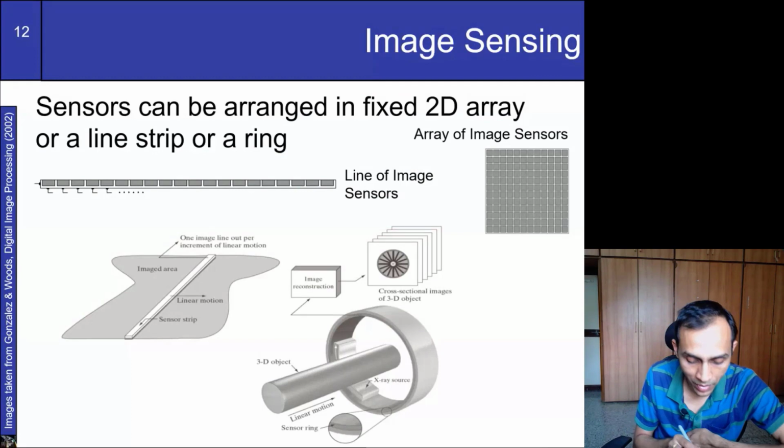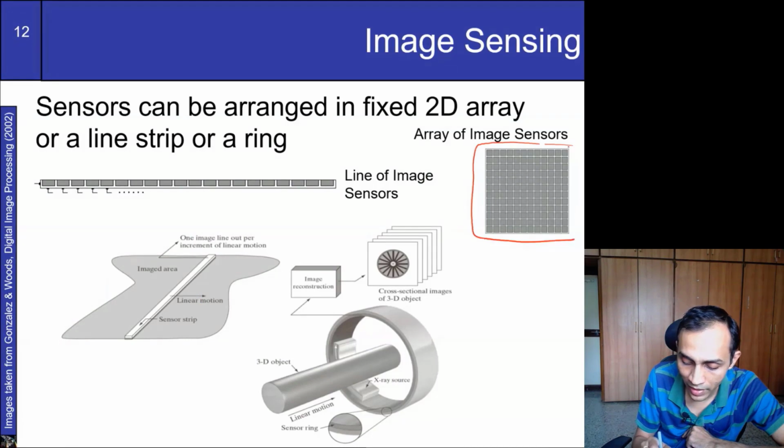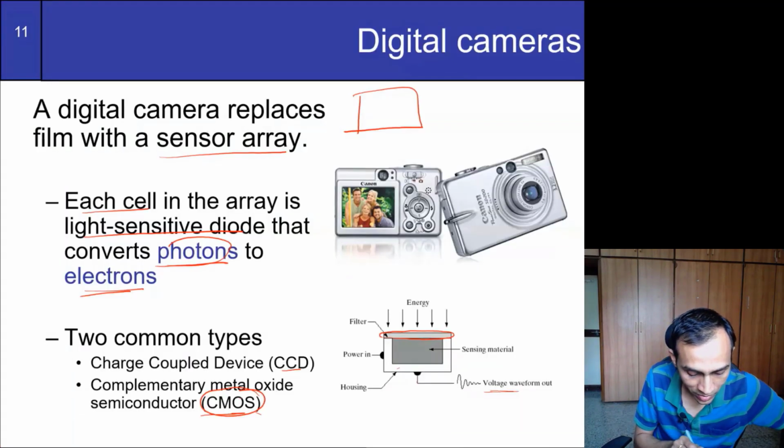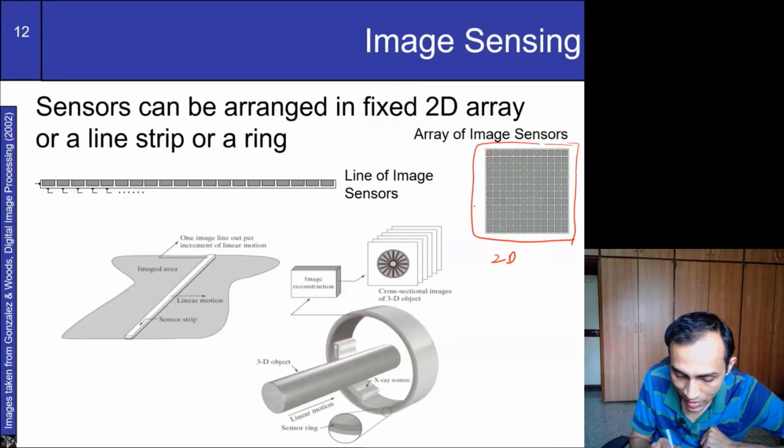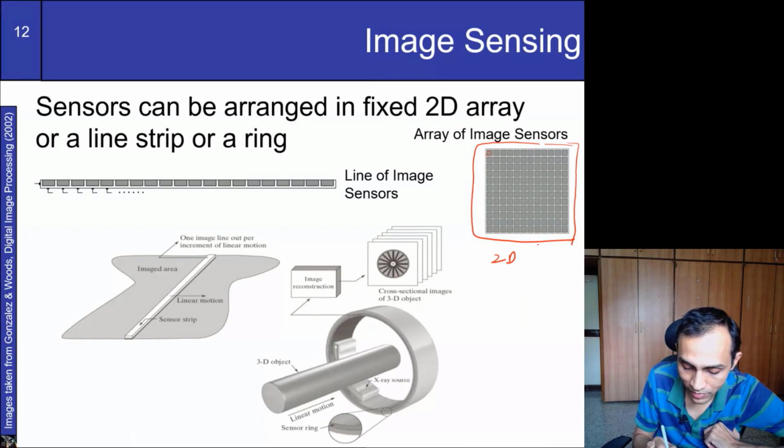As we said, depending on the type of imaging equipment, the placement of the sensors can be different. In a normal visible camera, your normal handycam or mobile cameras, you will have a 2D array of sensors. Each cell will be a CMOS or CCD diode, arranged in a two-dimensional pattern, and that's why you get a 2D image. Actually, you get a color image, as we'll see, but right now we are just talking about grayscale.